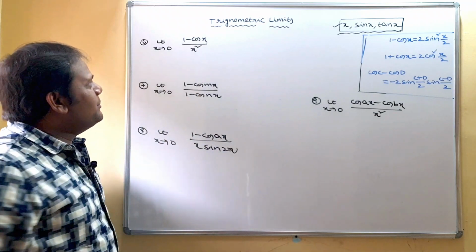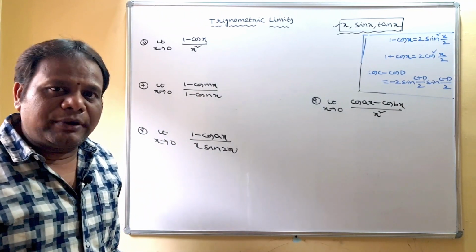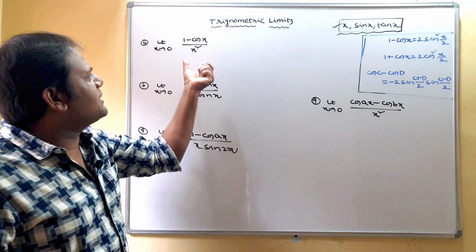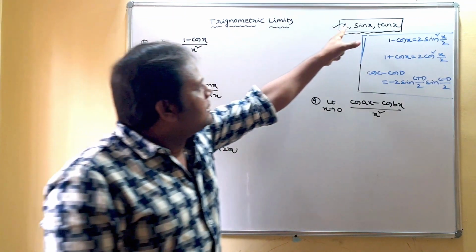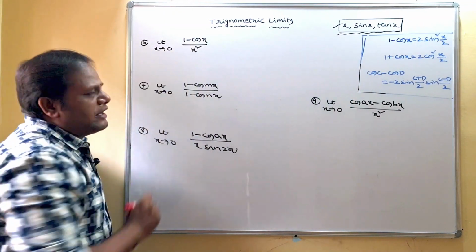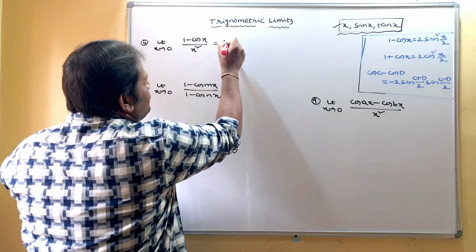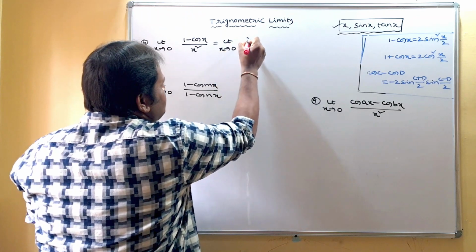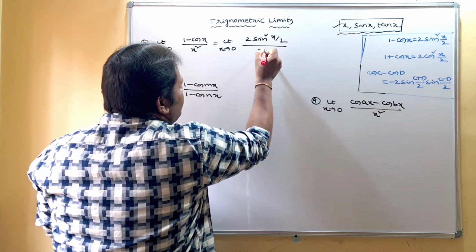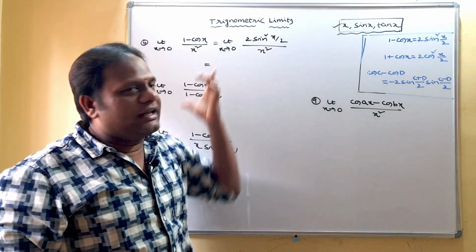Coming to this, limit x tends to 0, (1 minus cos x) by x square. But we know that we can apply the shortcut rule if both numerator and denominator have the terms x, sin x and tan x only. But here we have 1 minus cos x. So we apply the formula for 1 minus cos x. You know that 1 minus cos x is 2 sin square x by 2, by x square. So now see, here we have sin function and x only.